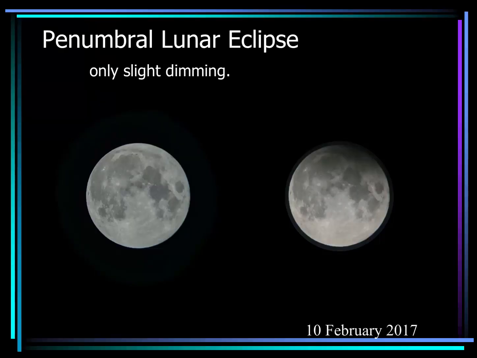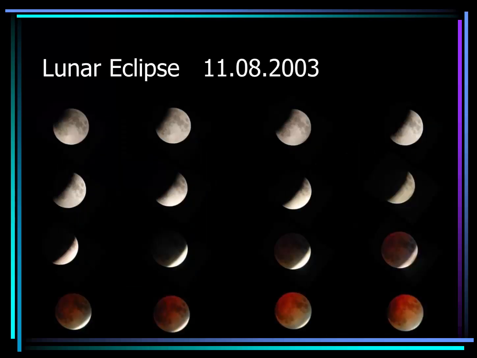Here are a couple images that were taken during a penumbra lunar eclipse in February of 2017. The image on the left shows what the moon looked like before the eclipse started. Then, as the moon passed into only the edge of the Earth's penumbra shadow, the northern edge of the moon was slightly dimmed. In this sequence of images from an eclipse in 2003, you'll notice the moon entering the Earth's umbra. This, in fact, was a total lunar eclipse.